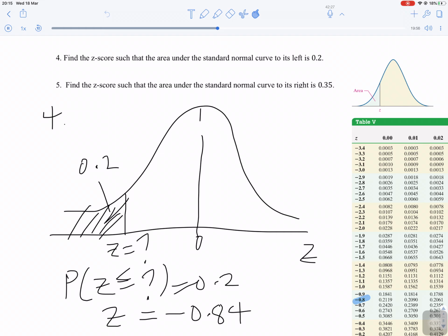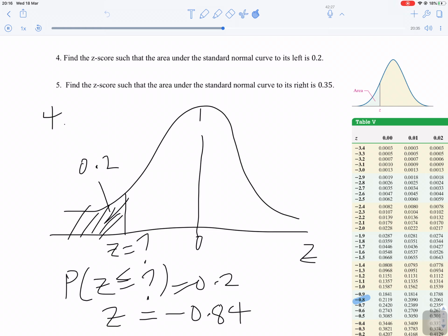Okay, so with that said, number 4 says find the z-score such that the area under the standard normal curve to its left is 0.2. Okay, now to be able to sketch this, you need to remember how the standard normal distribution looks. So that is a sketch of it, and you have the mean in the middle, which is 0, right? If the mean is exactly in the middle, it means that the area to the left of 0 is 0.5 and to the right is 0.5.